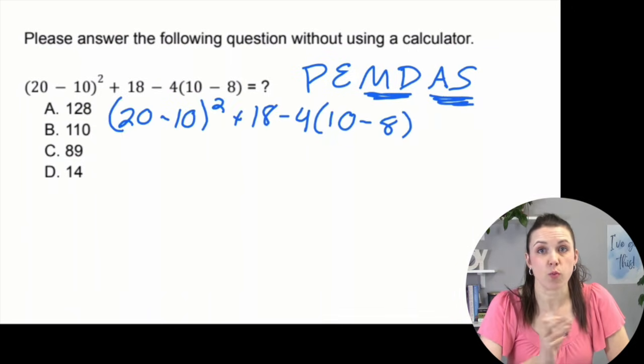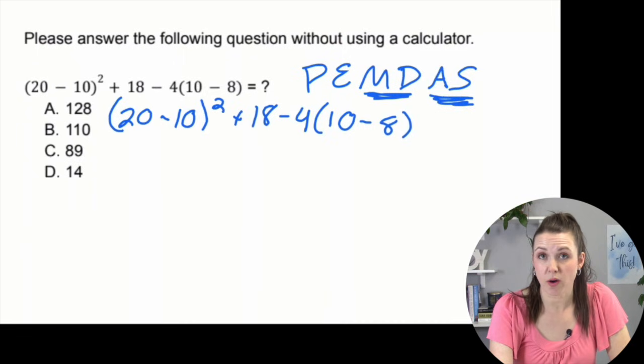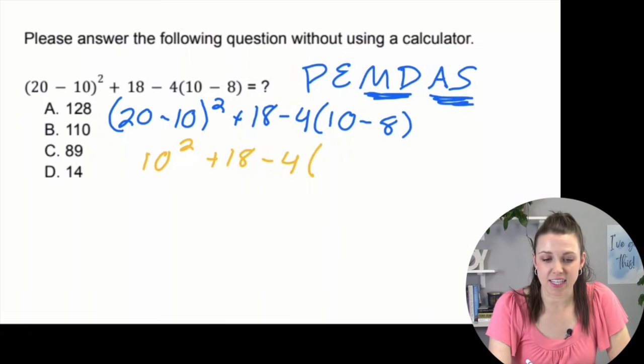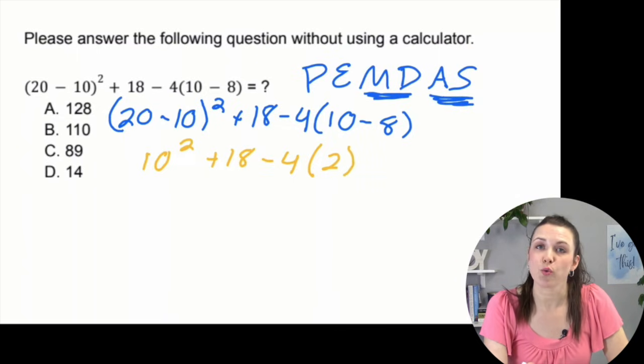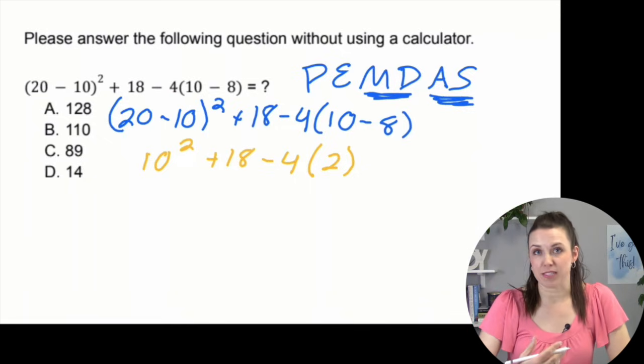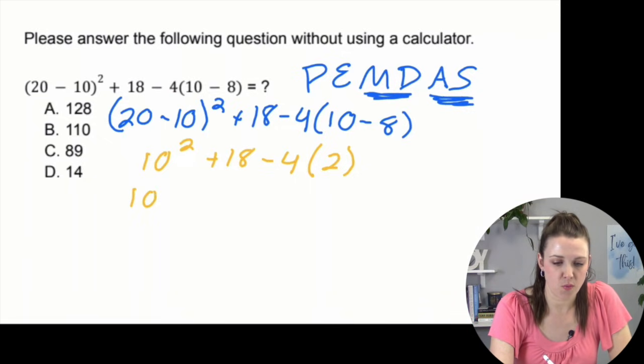First thing I'm going to do is what is in the parentheses. So here I have 20 minus 10 is just 10 squared. And I like to rewrite everything. 10 minus 8 is 2. Next, exponents. So we have our 10 squared. So really that's just 10 times 10, which is 100. And again, rewrite all of it.